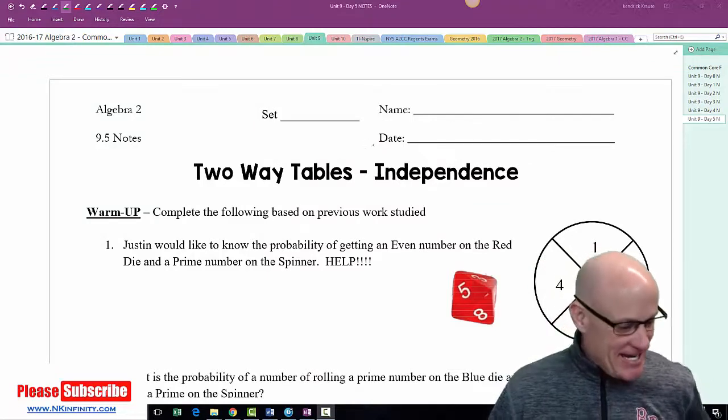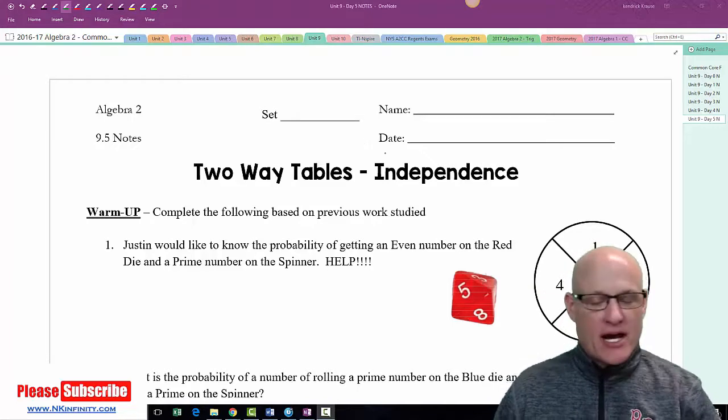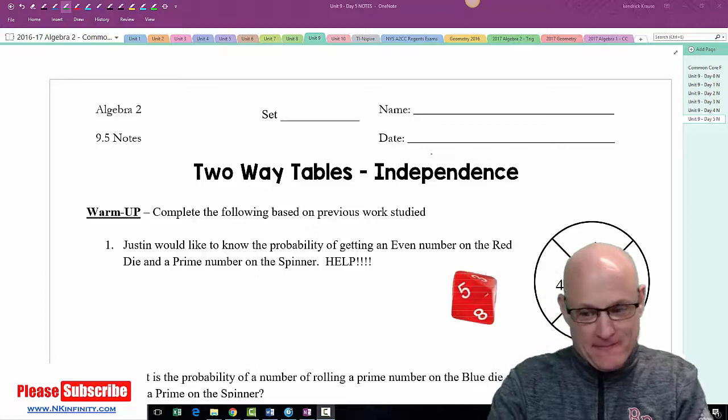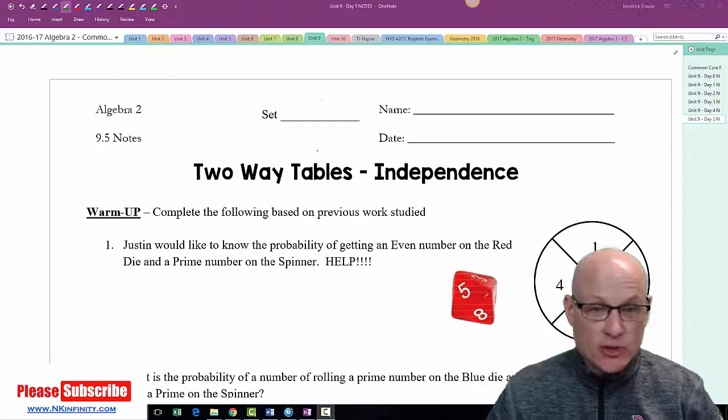Okay, today I think we're going to get into some crazy stuff. Nah, that's not too bad. Today we're going to talk about two-way tables and independence. All right, independent two-way tables and some conditional probabilities.